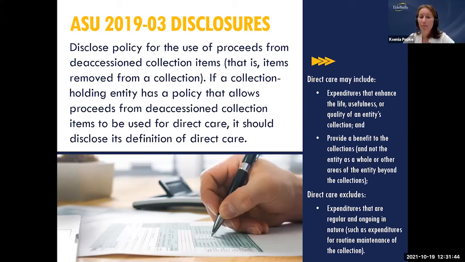There were some examples given in the commentary to the standard, but some of them would include expenditures that enhance the life of the collection, that provide benefit to the collection. But the key thing is that direct care excludes expenditures that are regular and ongoing in nature, such as routine maintenance for the collection.